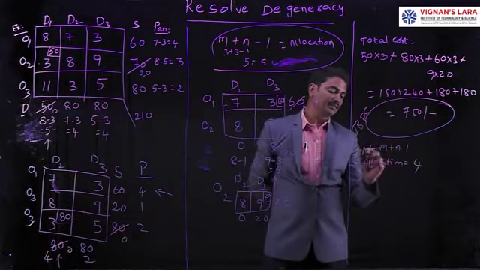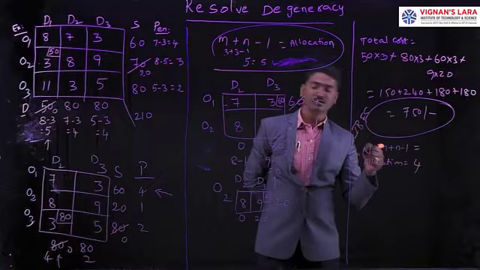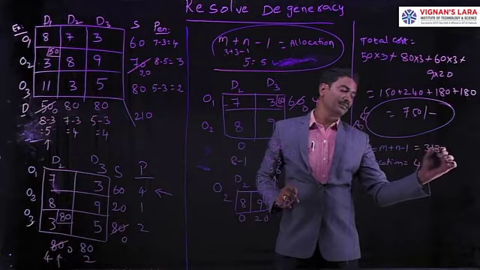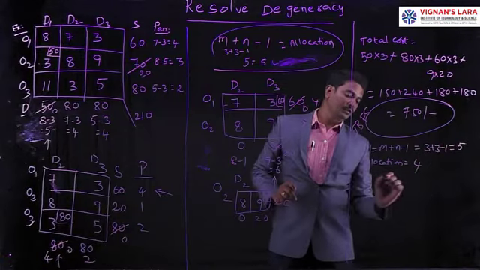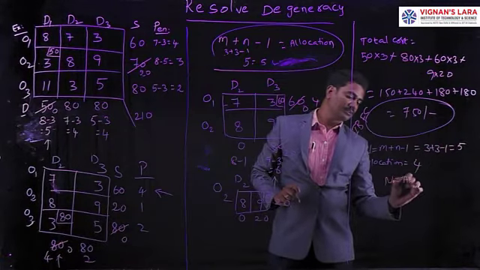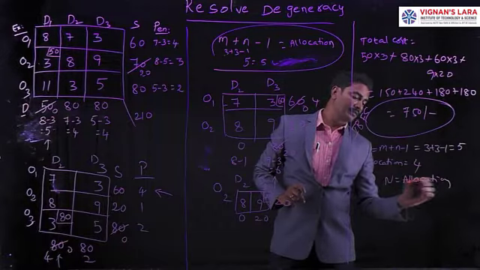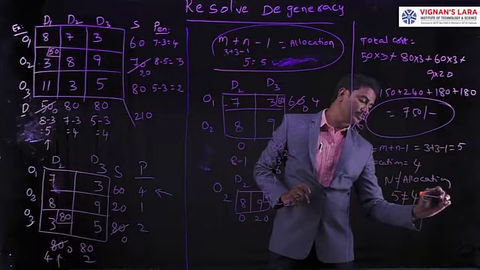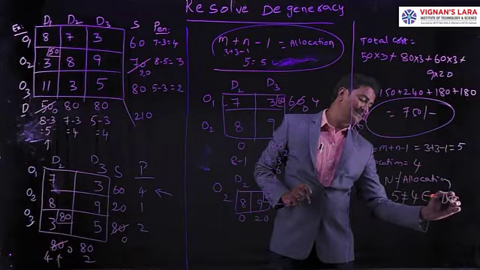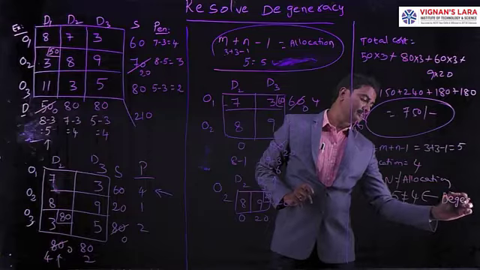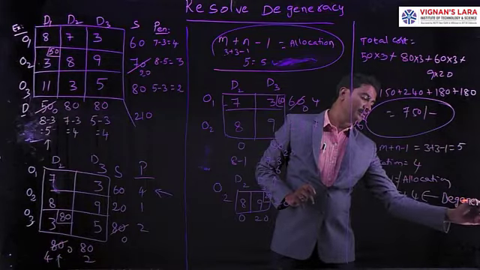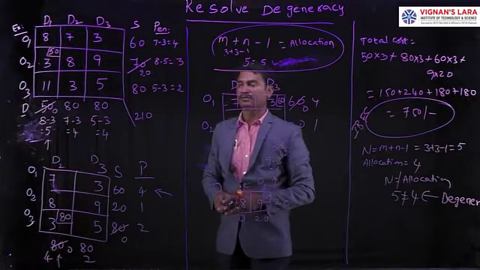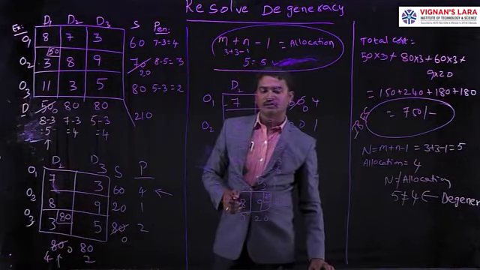Here m plus n minus 1 is equal to, what about the m? How many number of rows are there? 3, and columns are 3, so 3 plus 3 minus 1 is equal to 5. Here m plus n minus 1 is not equal to allocations. It means 5 is not equal to 4. So the given problem is in degeneracy. Now we are going to resolve this degeneracy by taking the minute values.